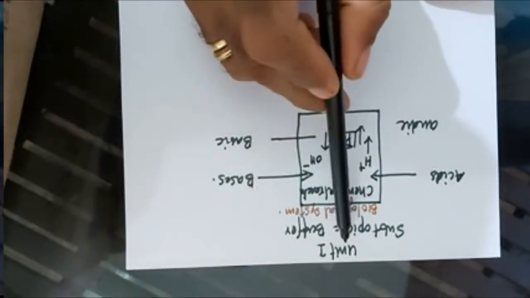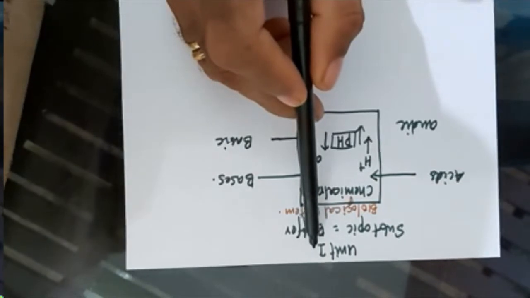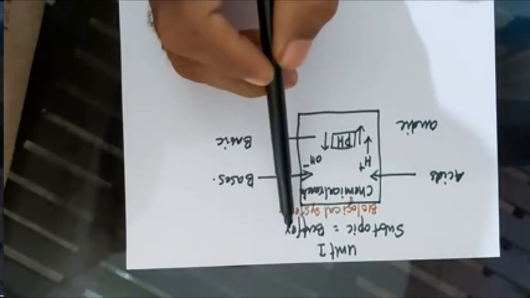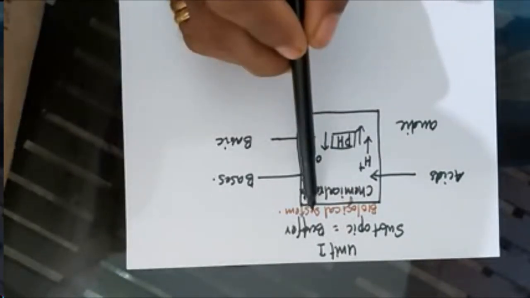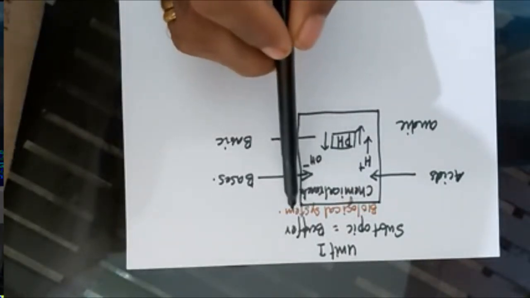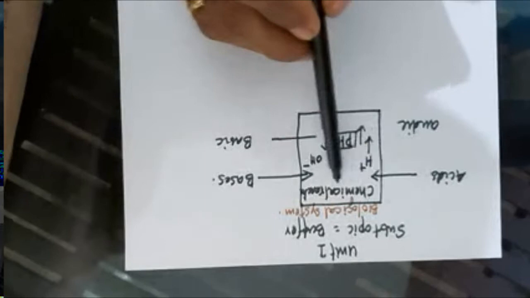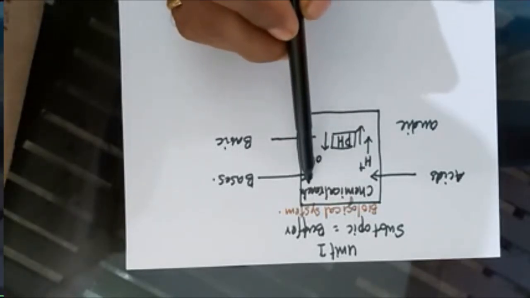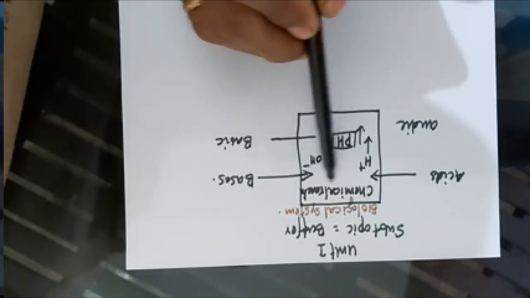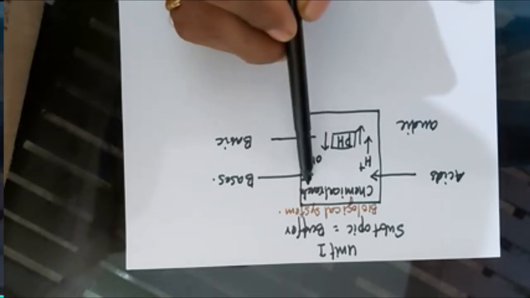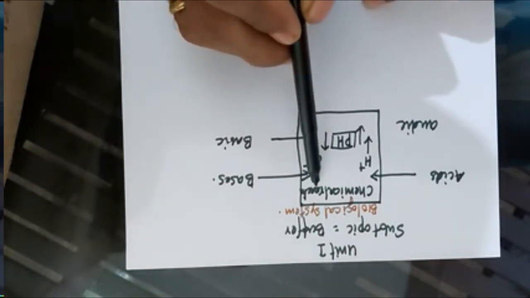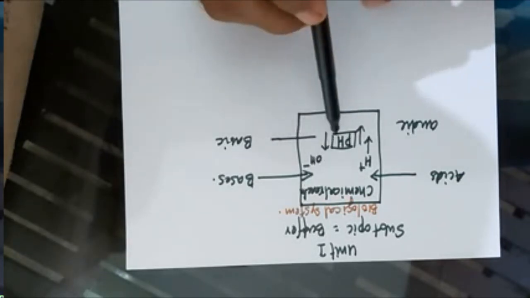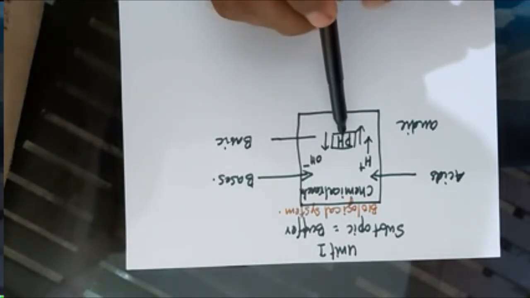So today's topic is a Unit 1 subtopic, buffer. This rectangular shape is represented by the biological system, for example the human body. In the human body a lot of chemical reactions happen, enzymatic reactions are happening. All these chemical reactions happen at a specific pH. So every enzymatic reaction occurs at an optimum pH.